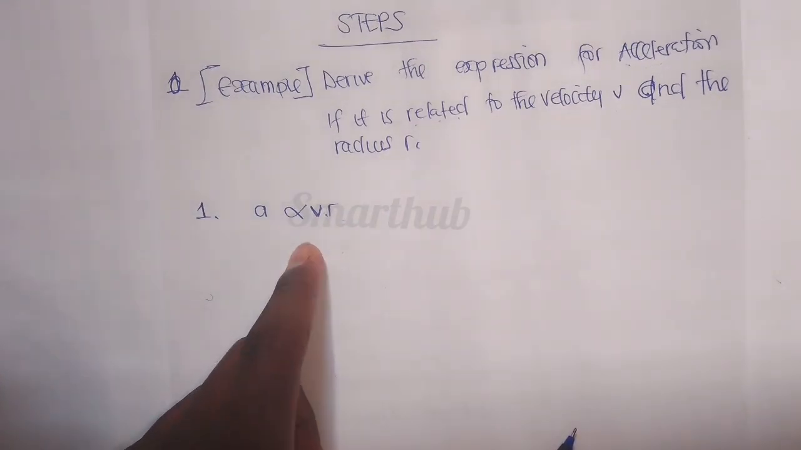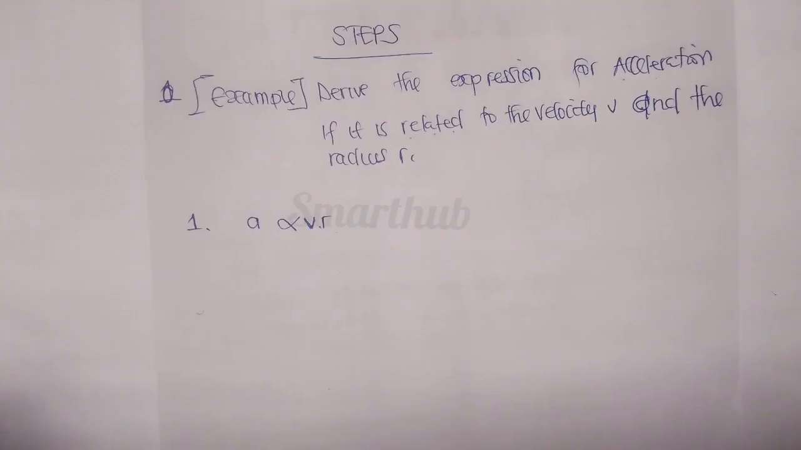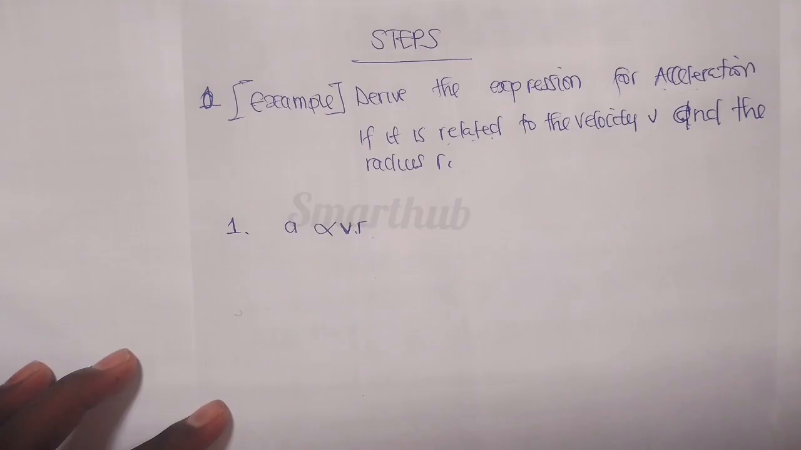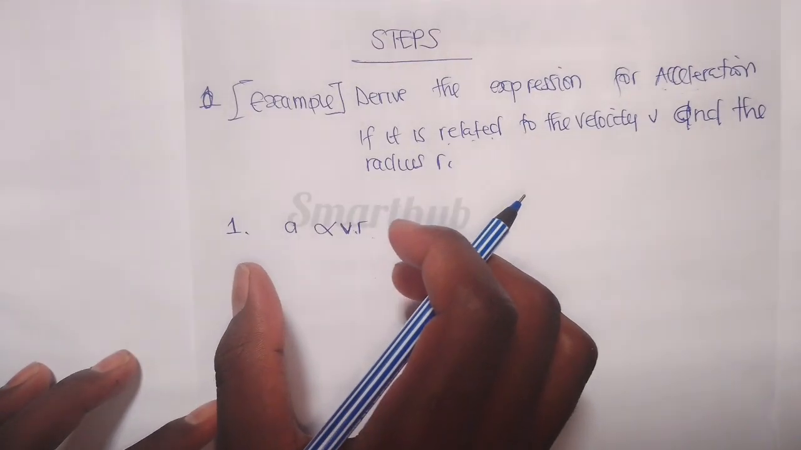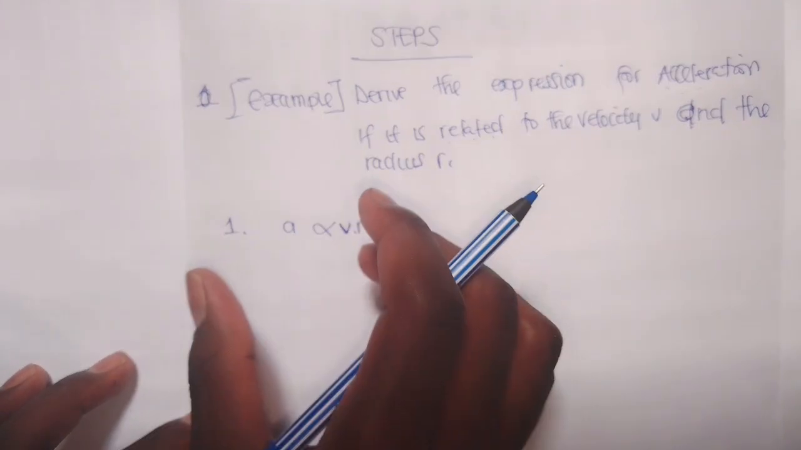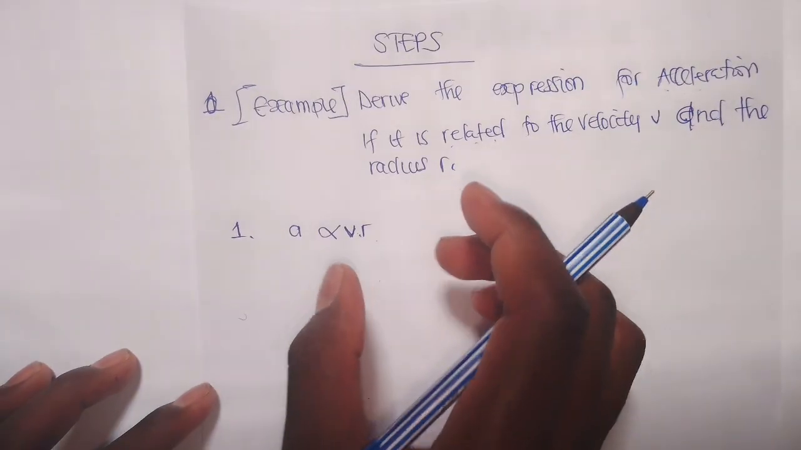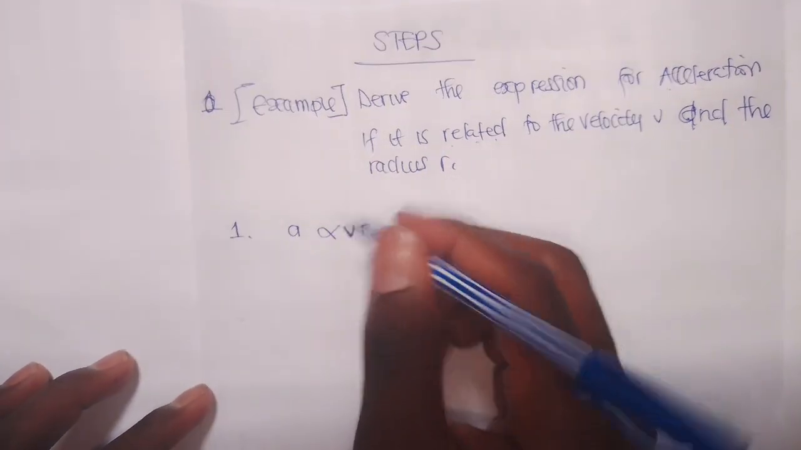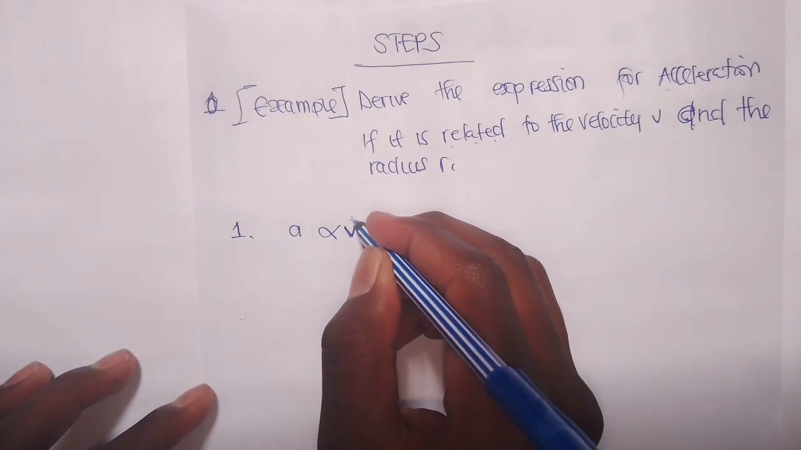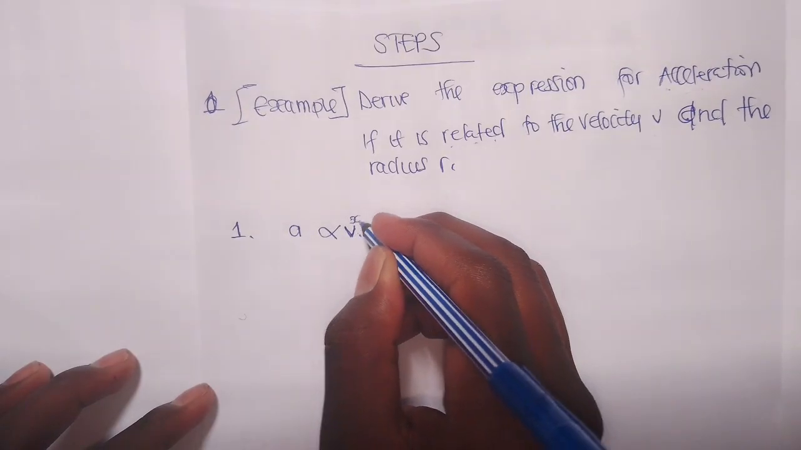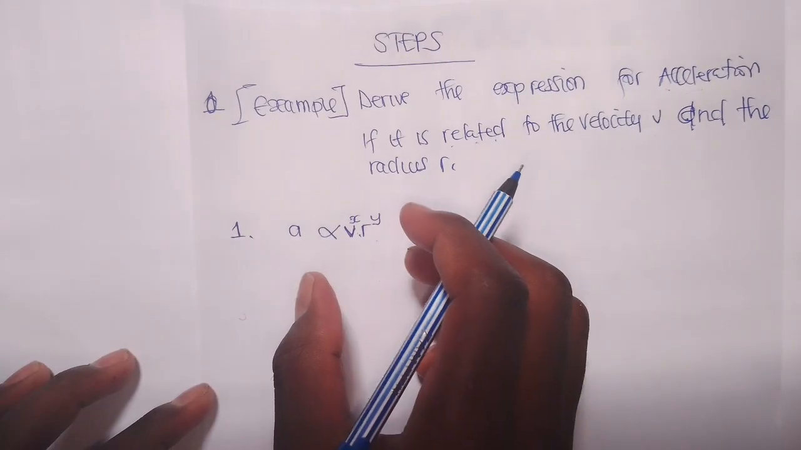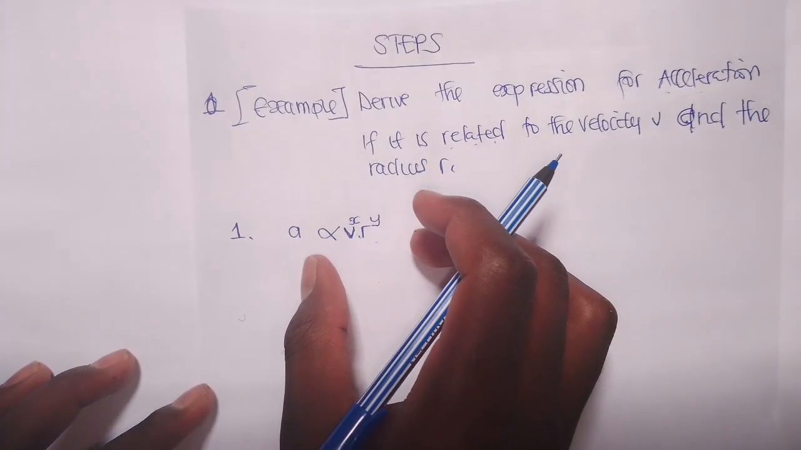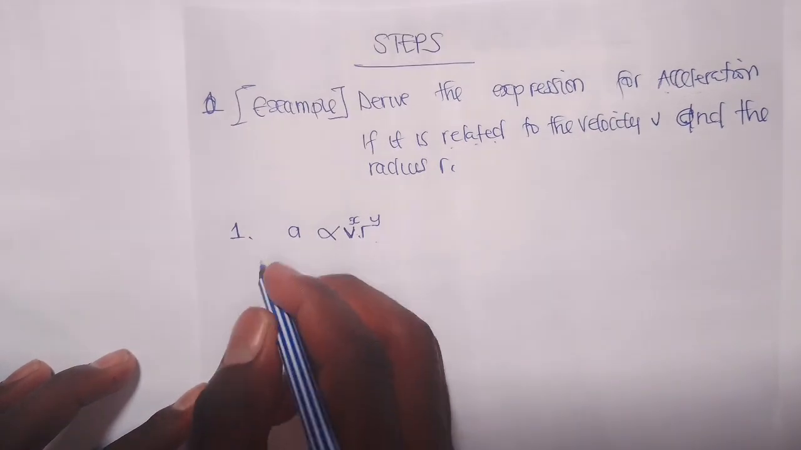To the given quantities, you indicate the letters. We don't know the powers, so we are just going to randomly pick any letters we put on top of these two. So let's use x and y, because the powers of these are unknown.